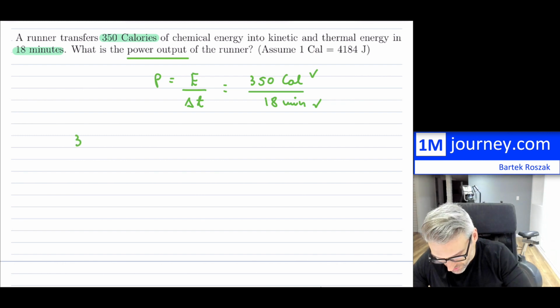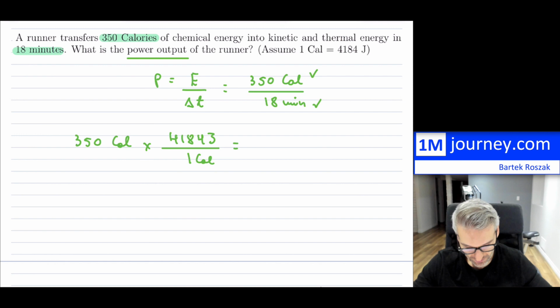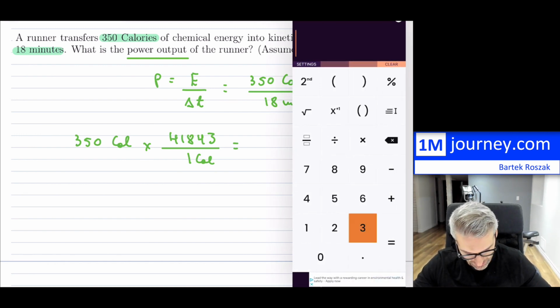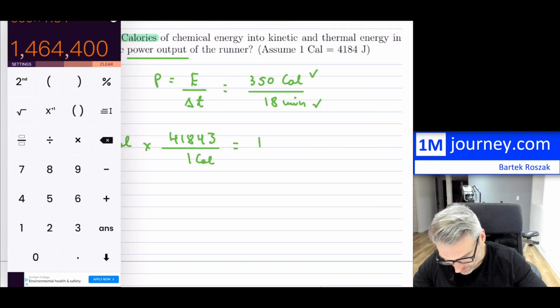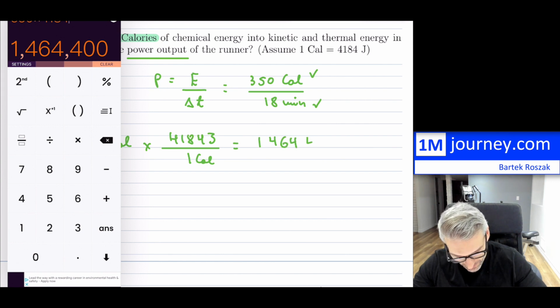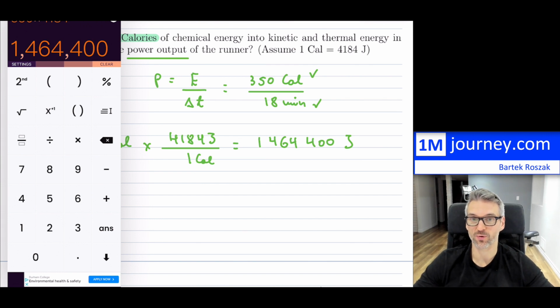So this is going to be 350 calories. Notice they give you the conversion. So 1 calorie is 4184 joules. So I can take that in. So 350 multiplied by 4184. So that's 1,464,400. This is all in joules. So that's quite a bit right there in terms of joules.